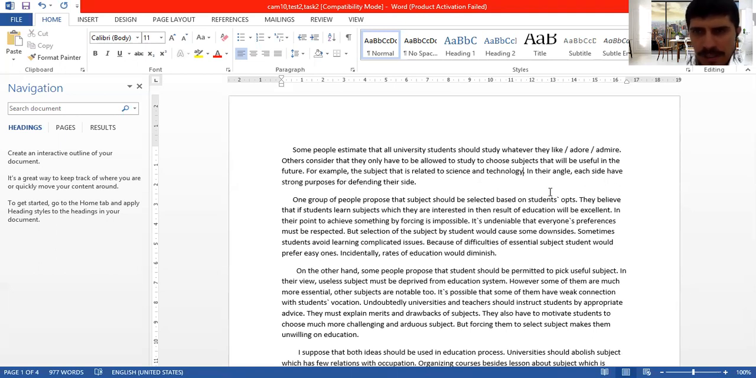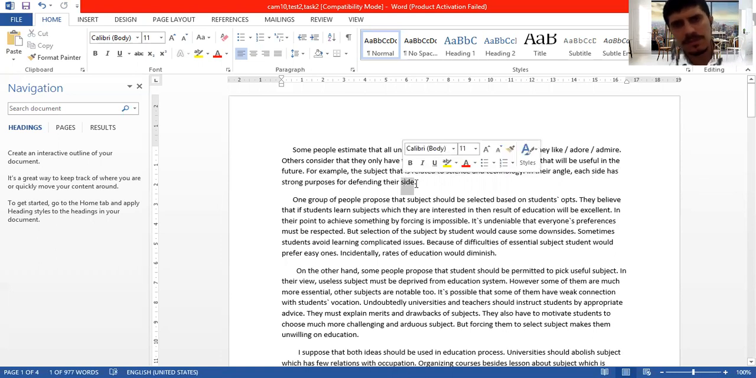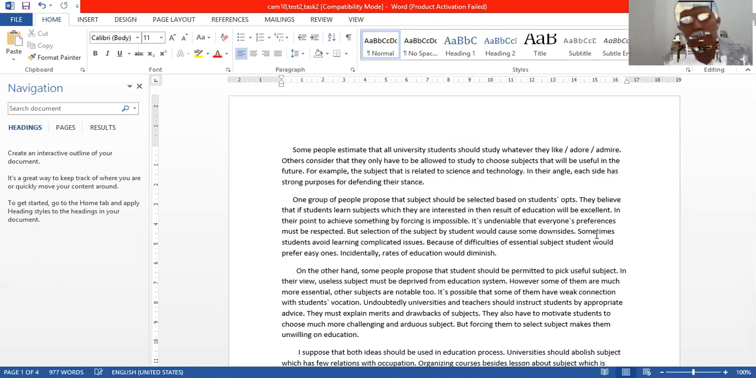"In their angle, each side has," so we say "has," because every and each is a single noun. Each side has strong purposes for defending their stance. Try not to repeat the same words in the IELTS exam. Instead of "one group of people propose that," you can write "on the one hand, people proposing this idea consider that," or state that, indicate that, and so on. You can use this style.